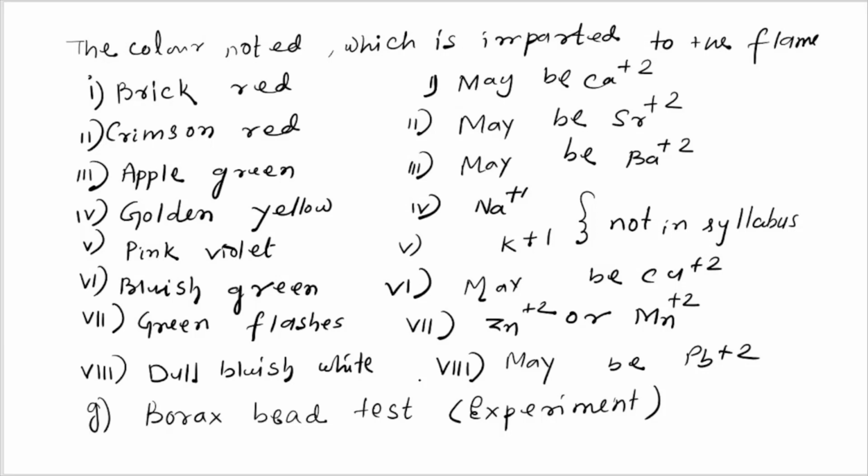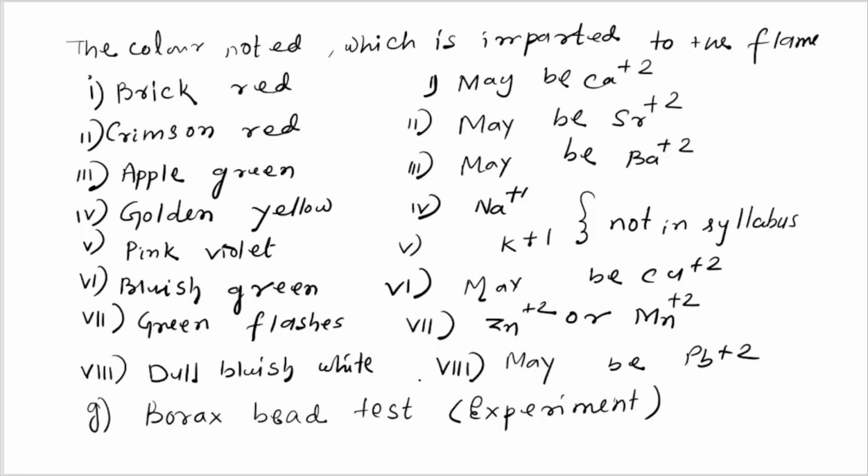Brick red, very important. Sometimes the question may ask, brick red, what may be this basic radical? Ca+2. If crimson red, what may be the basic radical? Sr+2. Apple green, Ba+2. Golden yellow, Na+1. Pink color, K+1, but Na+1 and K+1 are not in the syllabus. Bluish green, copper+2. Green flame, green flashes, that means shining of the green color, then Zn+2 or Mn+2. Dull bluish white color, maybe lead+2.